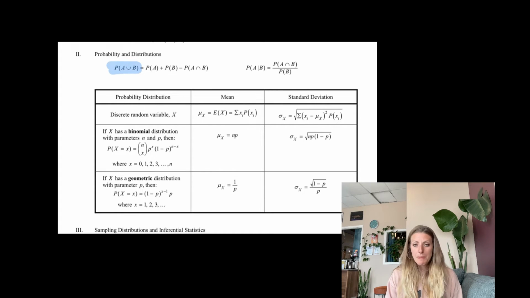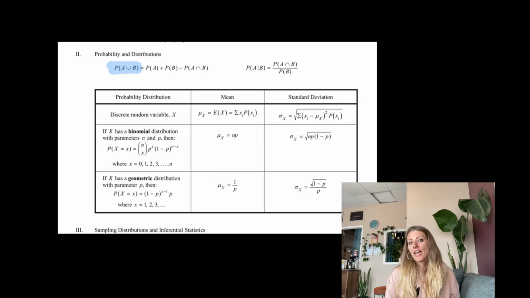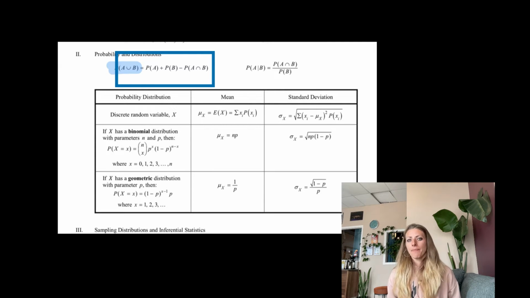Remember, the upside down U is "or", and the "n" looking thing is "and". So this is the probability of A or B happening: the probability of A happening plus the probability of B happening minus the probability of them both happening at the same time. All right.